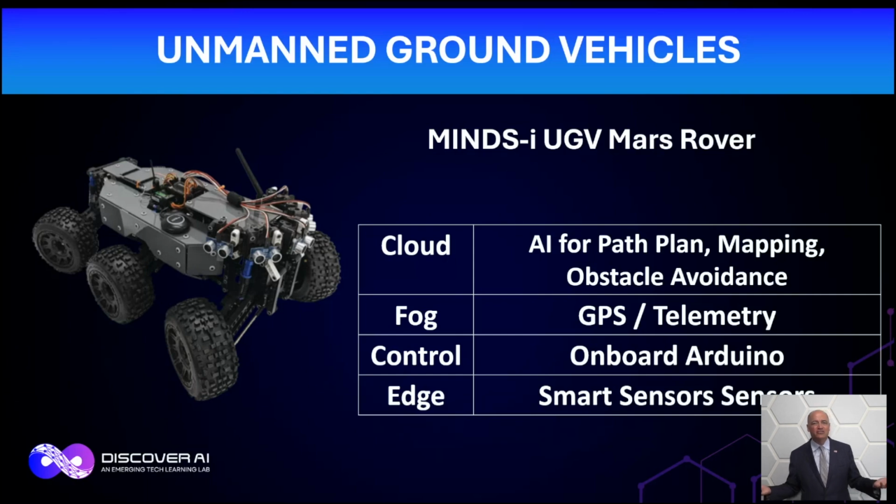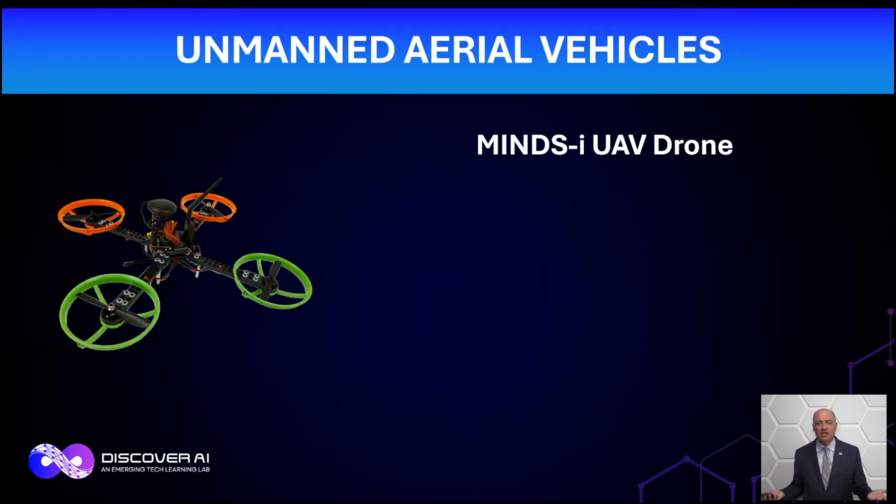Then we're using technology like GPS and telemetry to allow that Mars rover to plan its own path, to do mapping, to avoid obstacles. We're tying this back to a computer where students are programming it. They can literally set that UGV out in the parking lot at the school and map it on cloud-based software, and that vehicle will drive exactly where the student mapped the vehicle to drive. We can do the same thing with unmanned aerial vehicles.